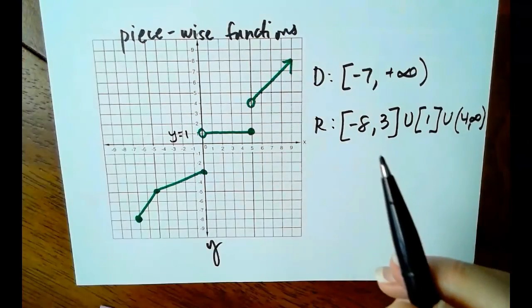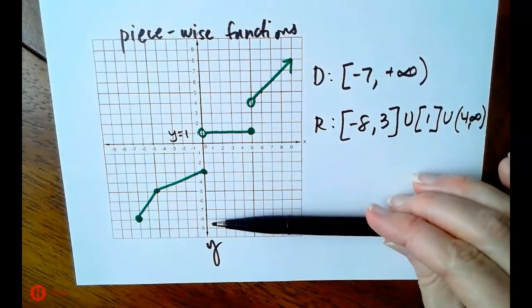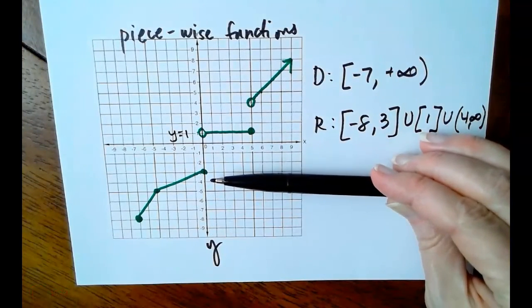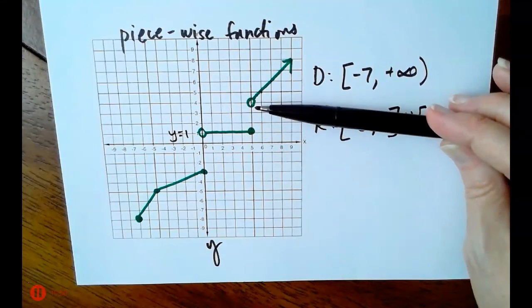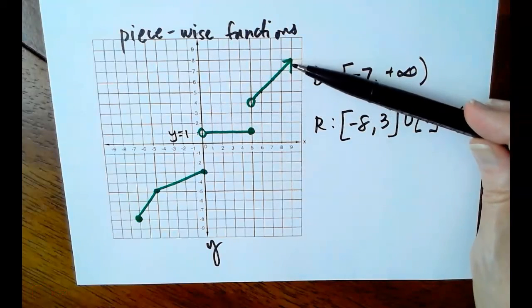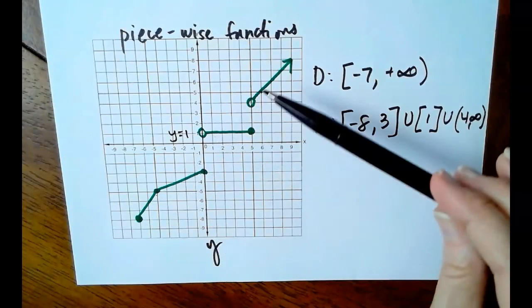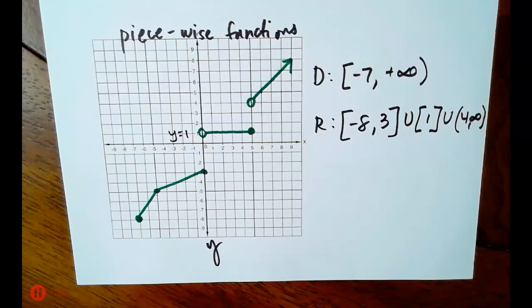So this piecewise function has a very unique range. It starts at -8, goes to 3. Jumps up to y equals 1, the horizontal line. All the y values are equal to 1. Another break, and then it starts at 4, but not including it, and then goes up forever. So 1, 2, 3 pieces, 1, 2, 3 intervals of the range. That's domain and range.